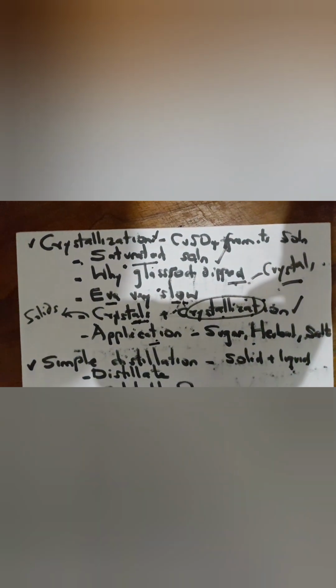Now, this process of crystallization is not applicable in the class alone. We also apply it in other things. For example, if you want to extract sugar from sugar cane, you use crystallization. If you want to extract herbal medicines from plants, you use crystallization. If you want to extract salt from salty water, we also use crystallization. It is a process which is so nice for you to understand.